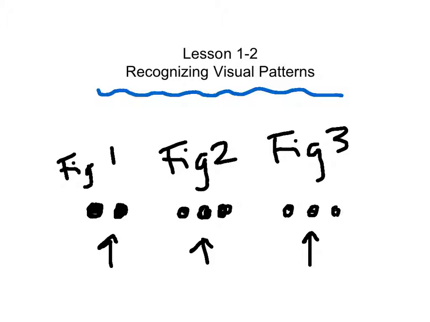1, 2, 3, 4. Now another thing to be aware of is how they are aligned. We could have set up the visual patterns this way as well. And that's going to be important because we're going to have to describe how they are arranged. Okay, so let's take a look at lesson 1, 2.